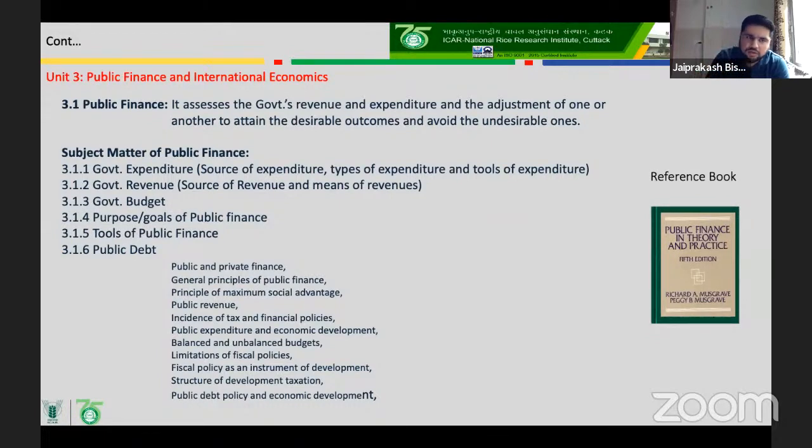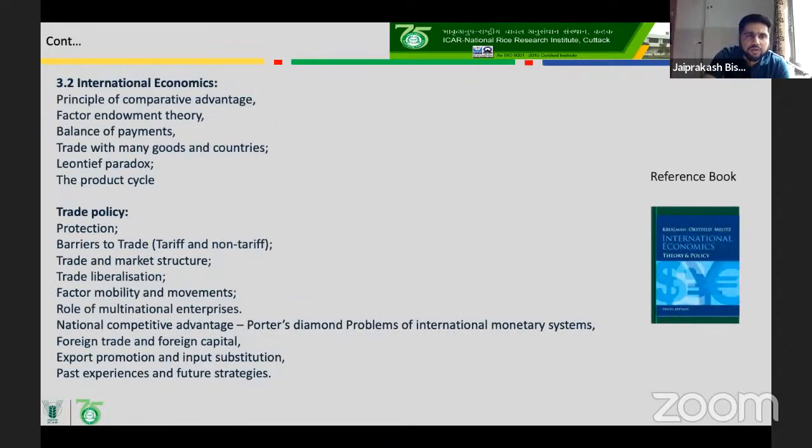Okay. So in public finance, if you don't have this book, there is no need to worry. If it is not available in your library, there is no need to worry. All these topics are available on the internet, in the public domain, free of cost. So you can refer to those also. Now coming to international economics, I said about Cherunilam, one book, but also International Economics by Paul Krugman.